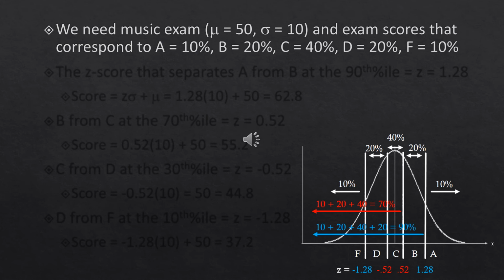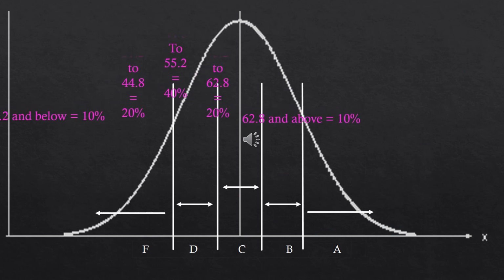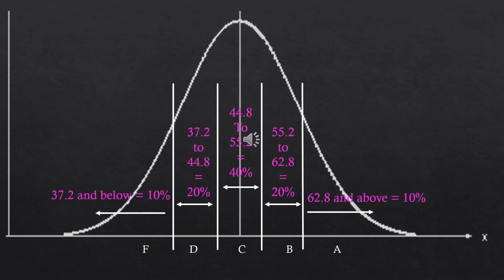So what's left is to turn those z-scores, 1.28, 0.52, minus 0.52, and minus 1.28, into raw scores with a mean of 50 and a standard deviation of 10. And that's just applying the formula that gets an X from the z-score, mu, and sigma. And here's the final answer.